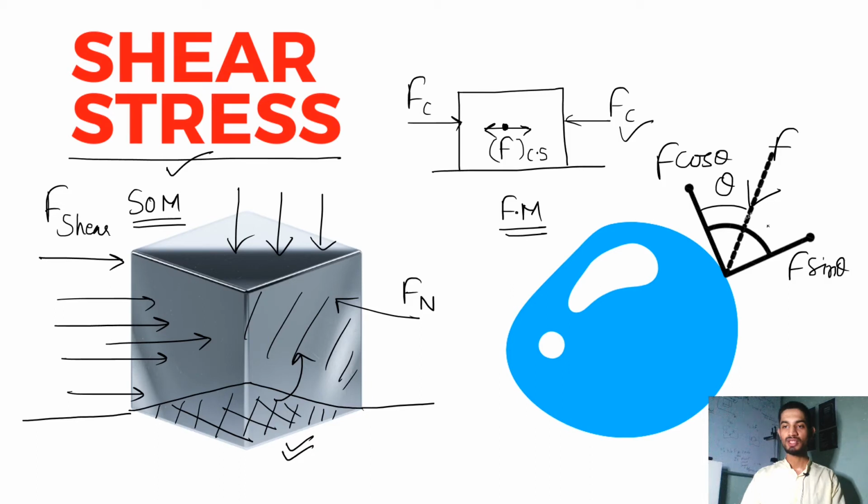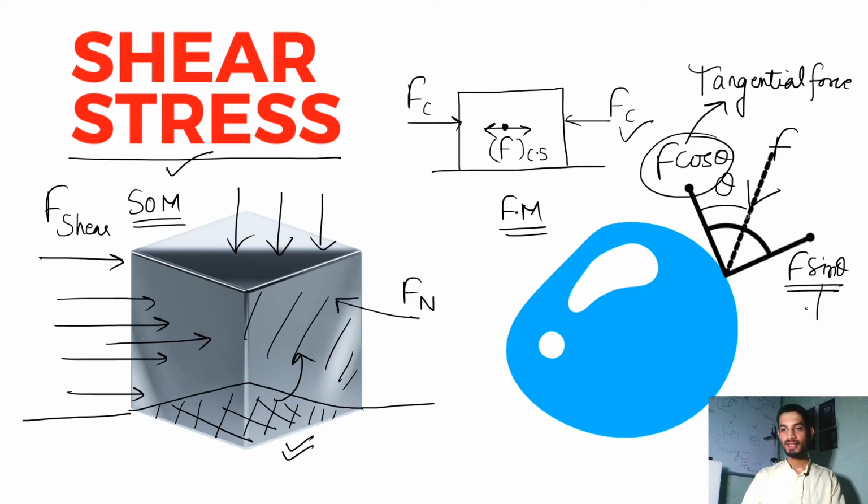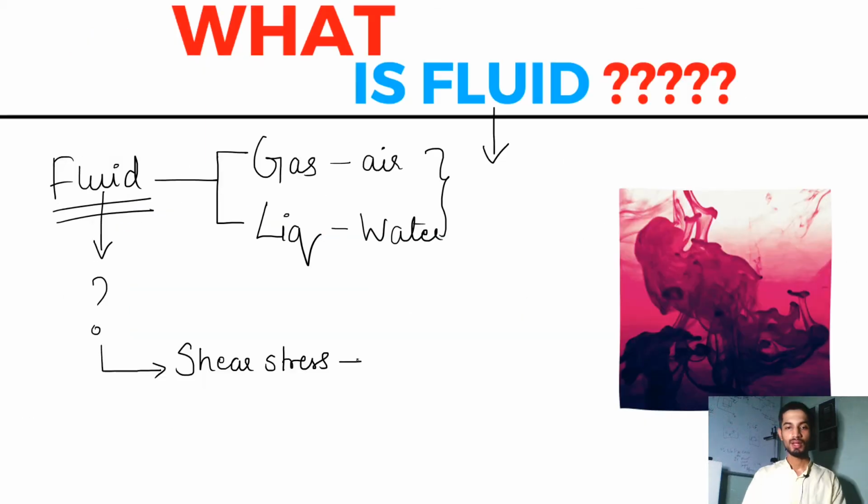So this component F cos theta will be the tangential force, or you can say the shear force, which in the case of a curvilinear body I'll be calling the tangential force. So this is the tangential force or the shear force. Now the other force, F sin theta, is the normal force which I have applied on it. So in this way, this is the force which is tangential to it, and the force perpendicular to it is the normal force. So now we can understand fluid in terms of fluid mechanics.